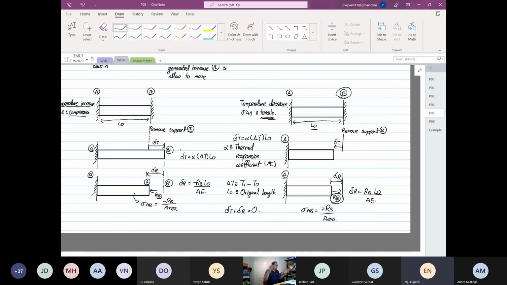So the structure wants to go smaller due to heat, right? Point B is always holding. So it has to pull what? It has to pull back. That's why it's in what? In tensile. Jordan, is that clear? Sure. Okay. Resistance. Okay. So sorry.